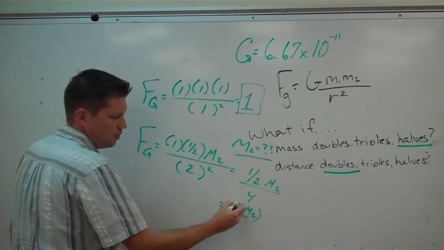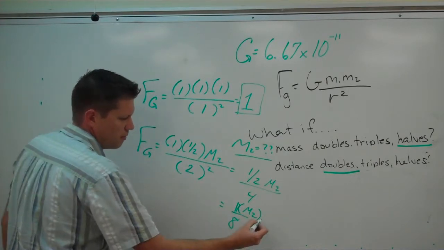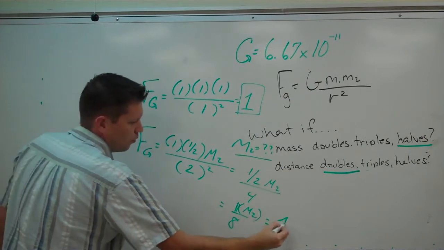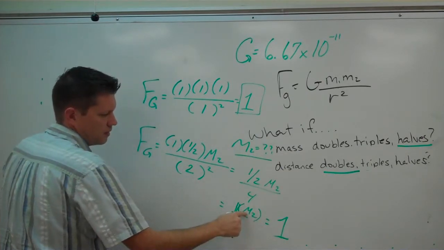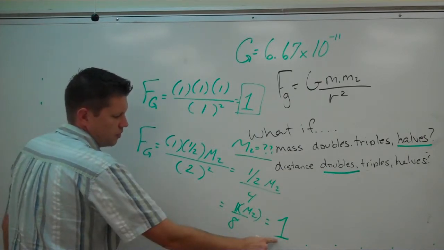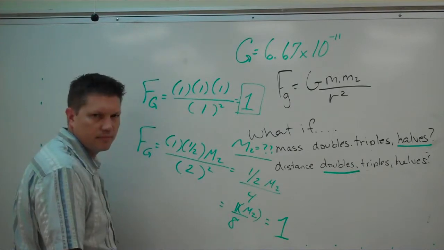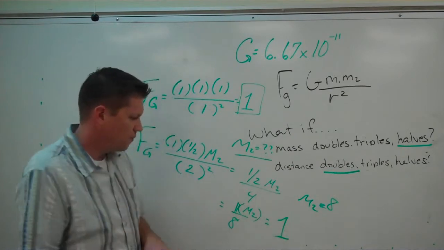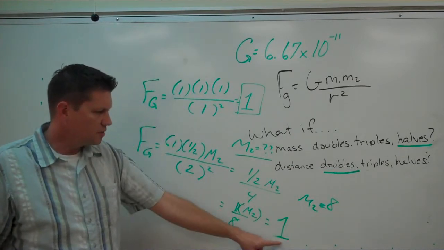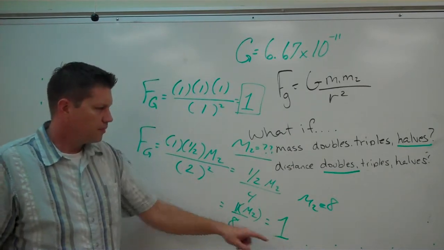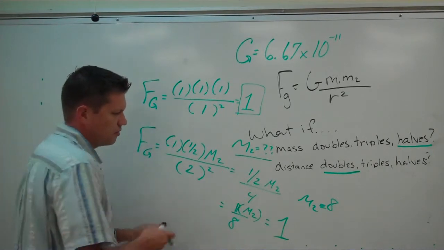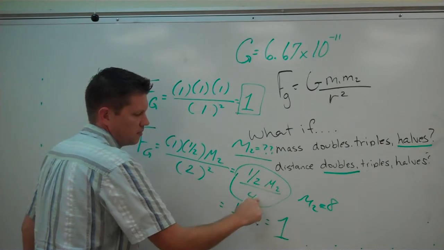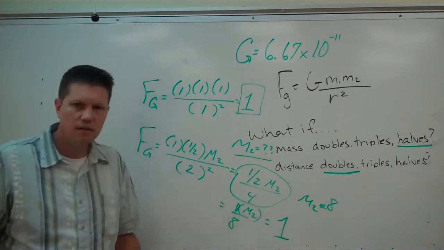So what would you want to plug in for M2 in order to make this stay the original force of 1? What number times 1 divided by 8 equals 1? That would be a number of 8. So 8 divided by 8 keeps it 1. Or, for those of you that like, right here, you could just say 1/2 times 8 over 4 is also 1, whichever makes you happy.